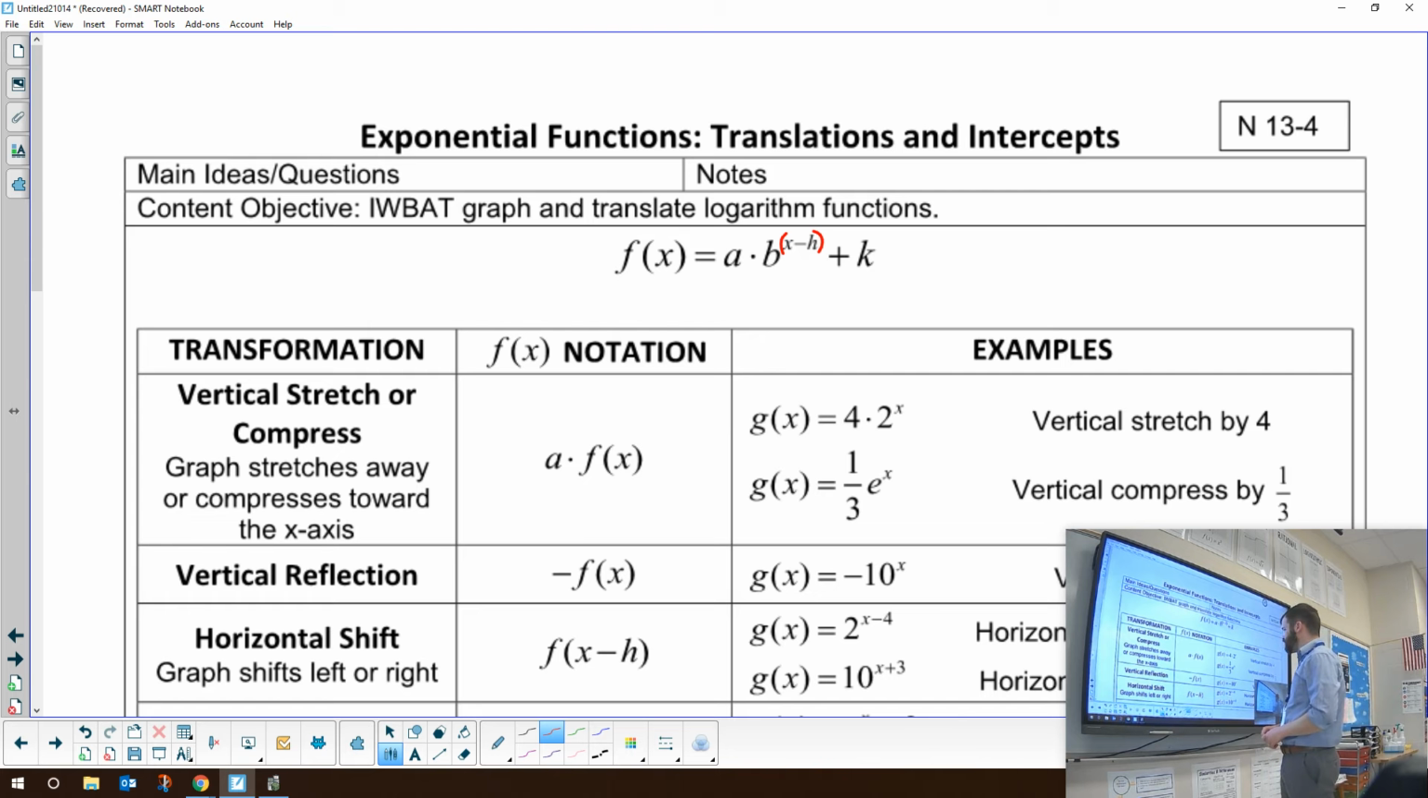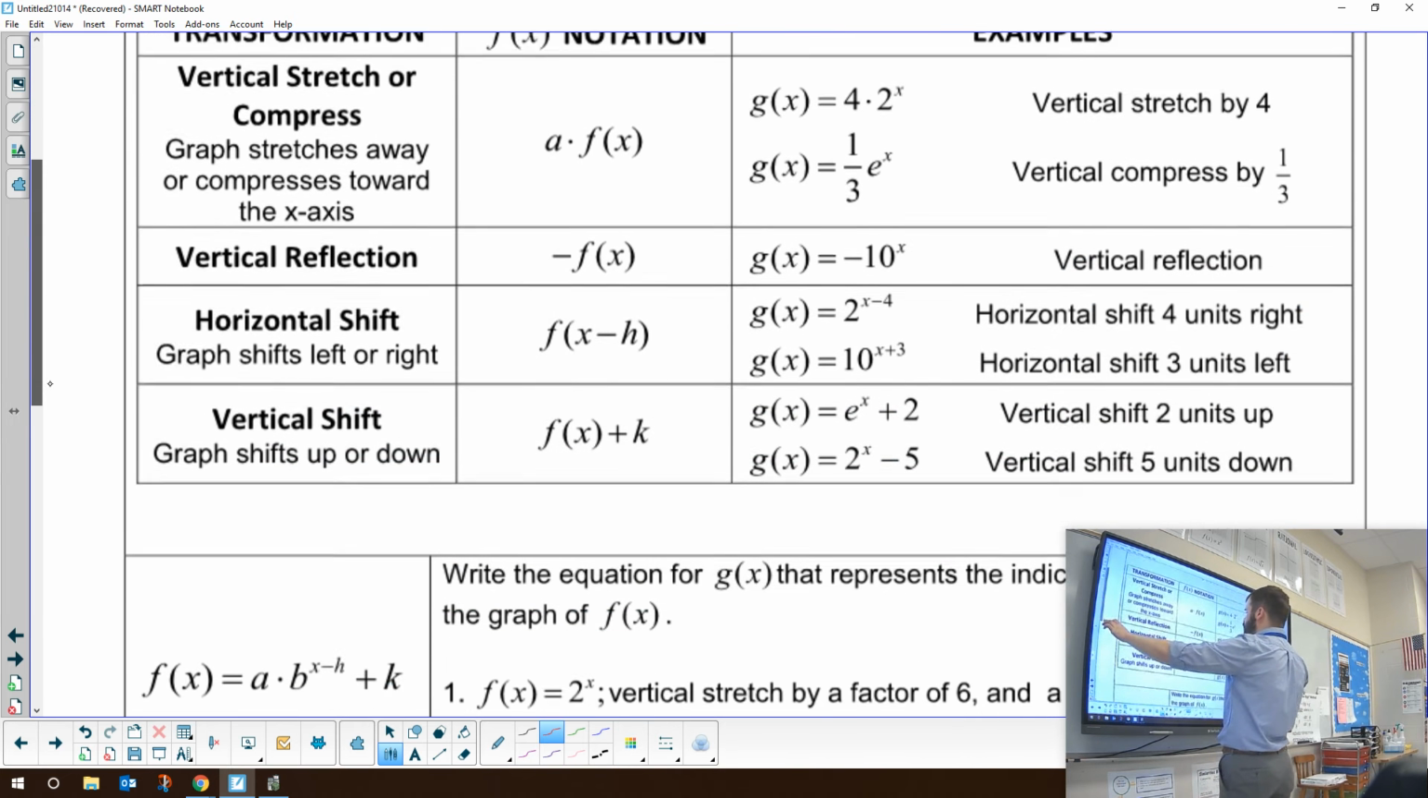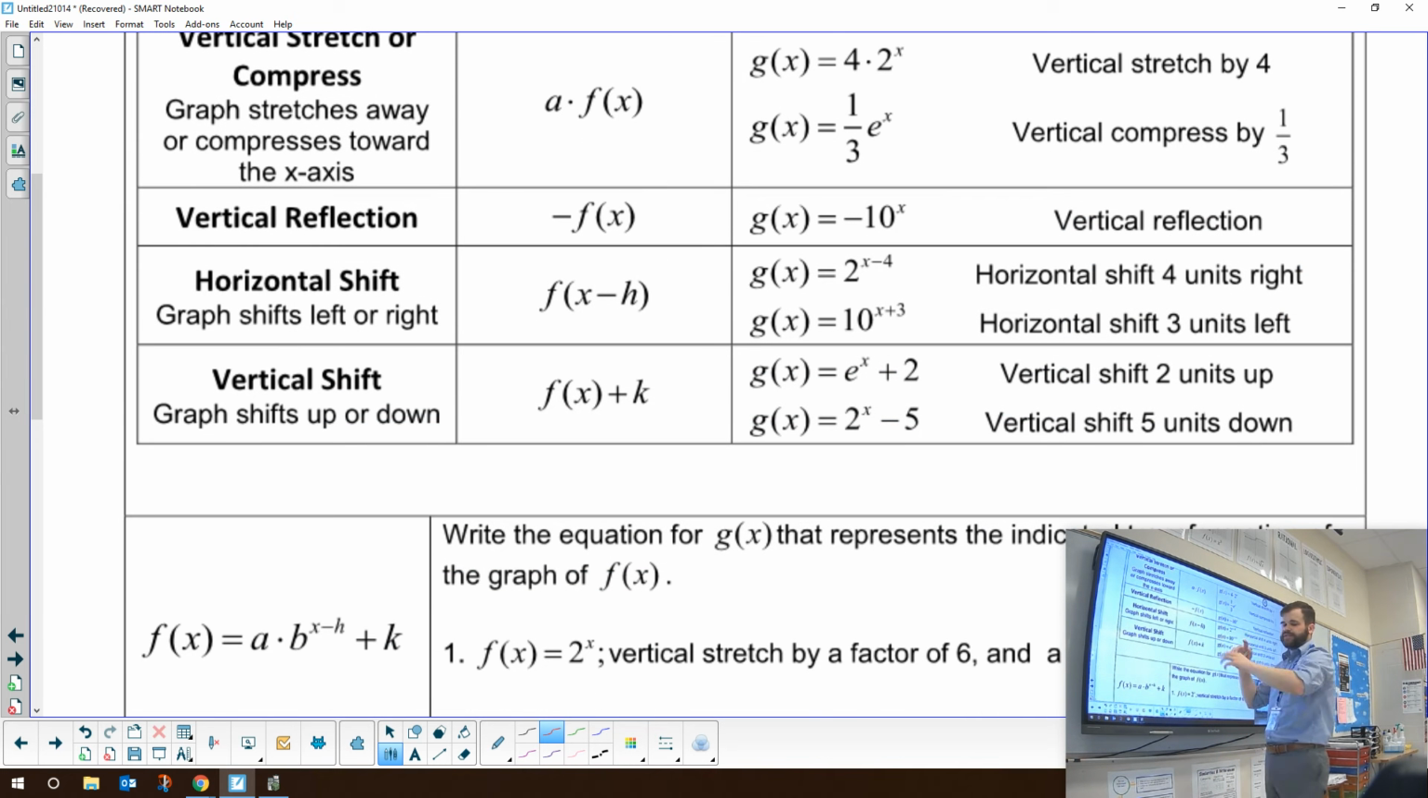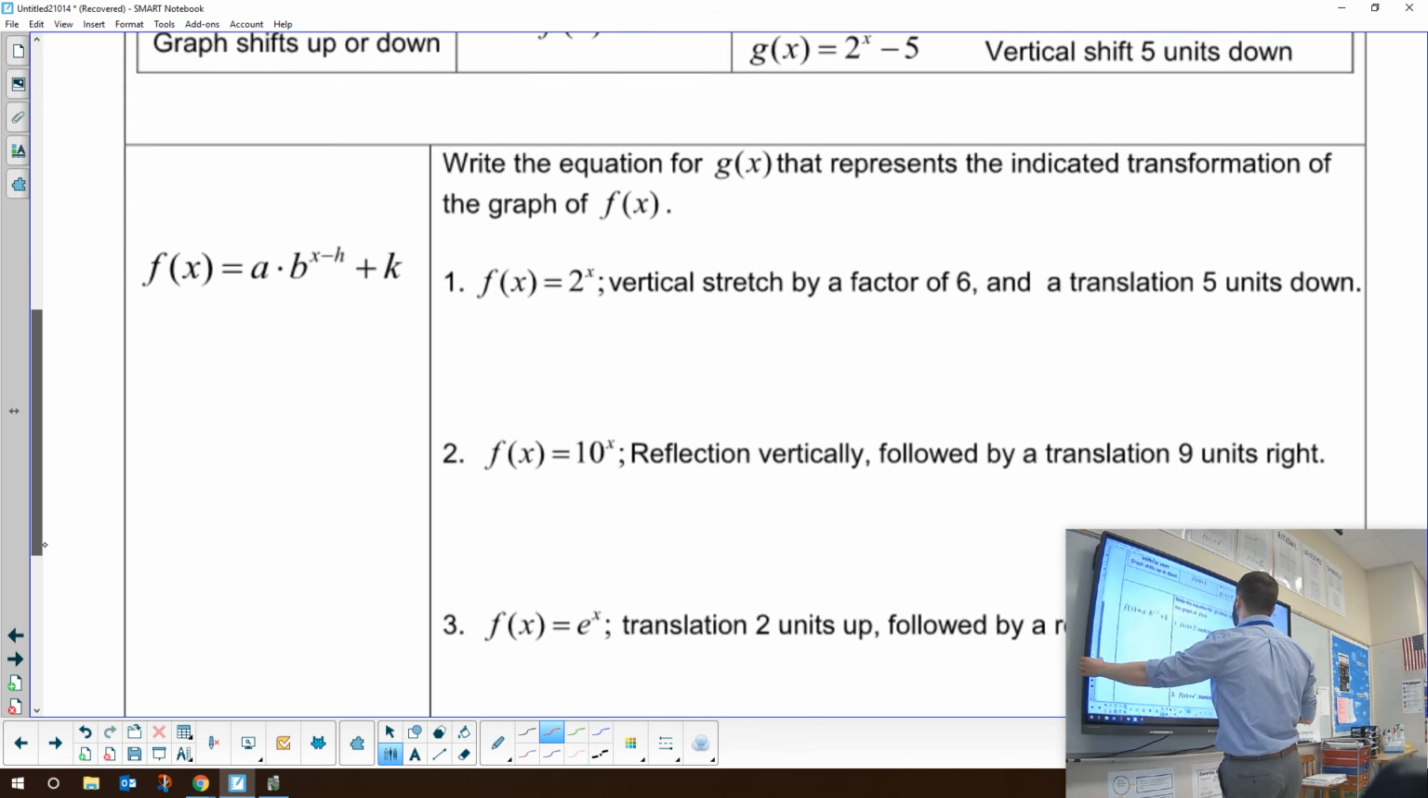So let's start here talking about, remember, vertical stretch and compress is A, vertical reflection, that's A, horizontal shift, your left and right shift, that is H, and H is a liar, okay? And our vertical shift, remember, that's our up and down, that is our K, all right? So you should remember all that at least a little bit. Let's take a look here at number 1.